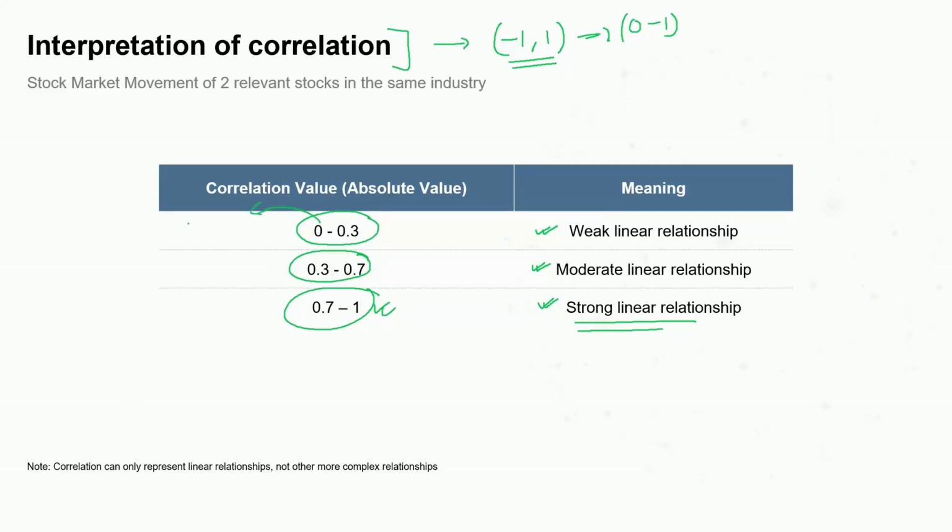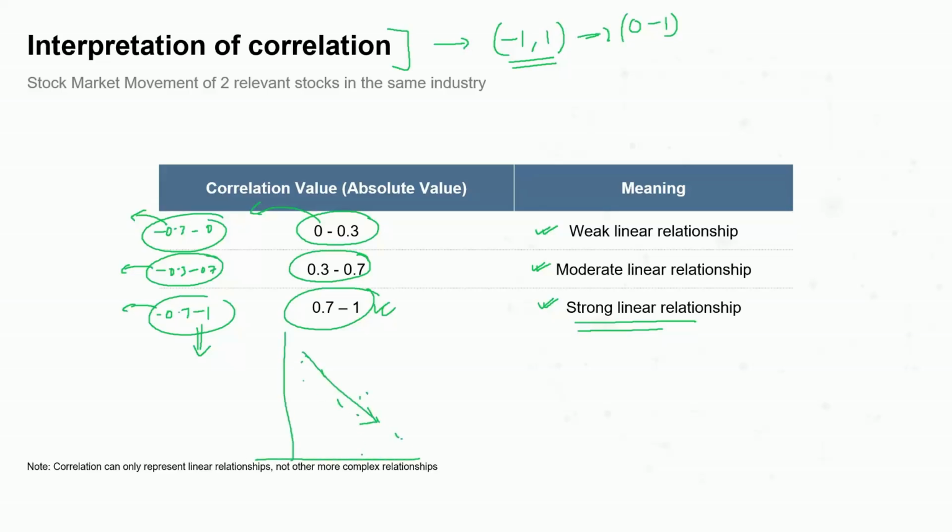And similarly the other way around, right? Minus 0.3 to 0 could be a weak negative. Minus 0.3 to minus 0.7 again could be a moderate negative relation. Minus 0.7 to minus 1 could be a strong negative correlation. In these kinds of scenarios, you could assume the data points would be something like this. When one increases, the other decreases.